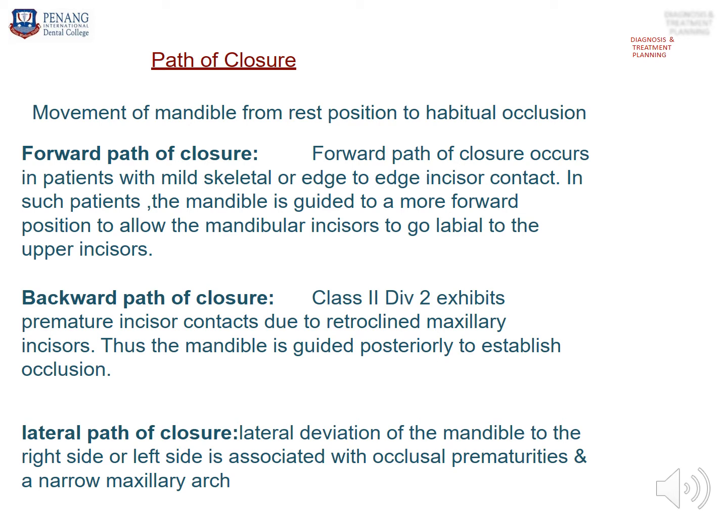Backward path of closure is in a class 2 division 2 case, where it will exhibit a premature incisor contact due to retroclined maxillary incisors. Thus, the mandible is guided posteriorly to establish occlusion. The lateral path of closure is a lateral deviation of the mandible to the right side or the left side, associated with occlusal prematurities and a narrow mandibular arch.